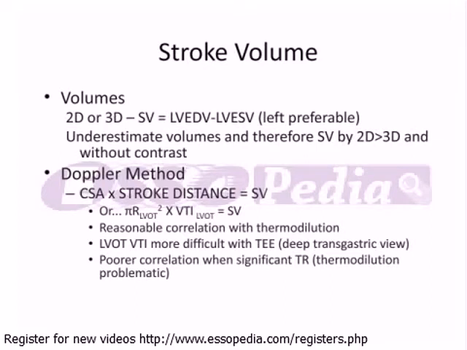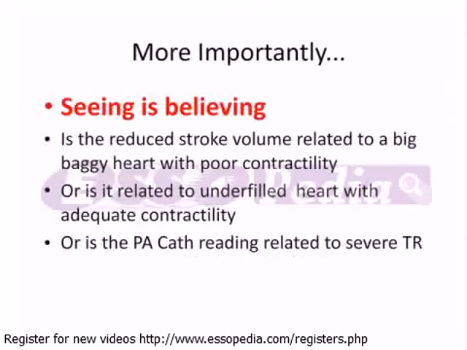The other method is the Doppler method that we are all familiar with, whereby stroke volume is equal to the cross-sectional area times the velocity time integral. This can be done both on the right or the left side, but it's more reliable on the left side. When there's significant tricuspid regurgitation, the correlation with thermodilution catheter is poor, but this is because the catheter-based method is more incorrect.